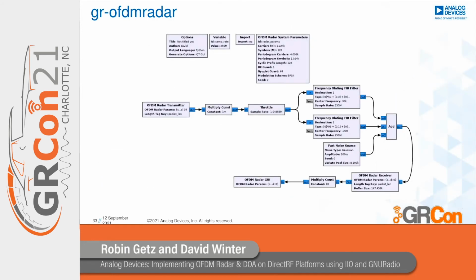Now this is a simulation flow graph, which is part of the examples in GR OFDM radar. As you can see, we just have a radar transmitter, scale that a bit, and send it through a channel model that applies some Doppler shift and simulates 4 targets and AWGN, and send that into the radar receiver. The radar receiver does the OFDM processing and generates a periodogram, which is then displayed in this radar GUI.